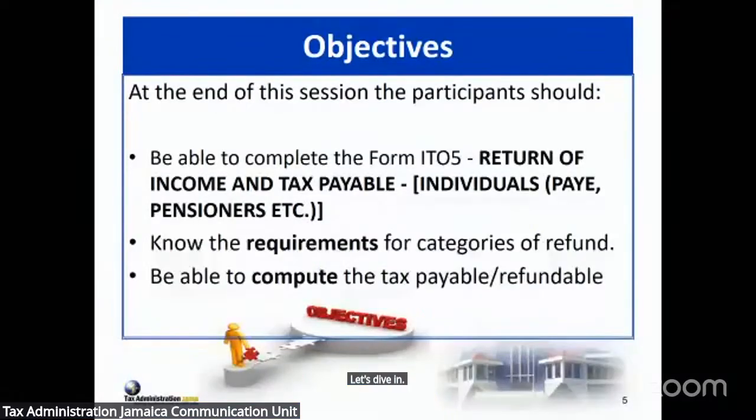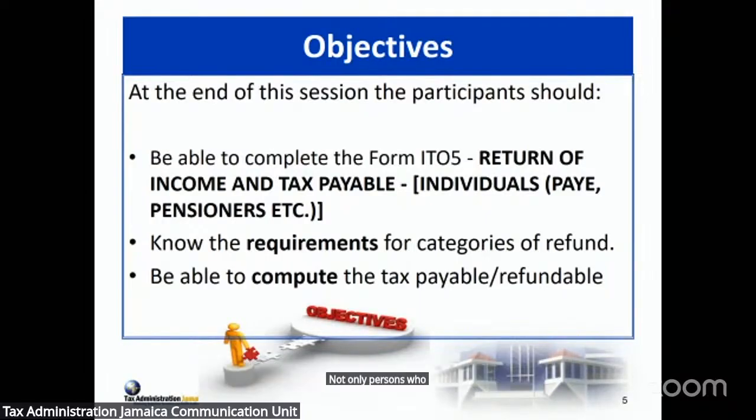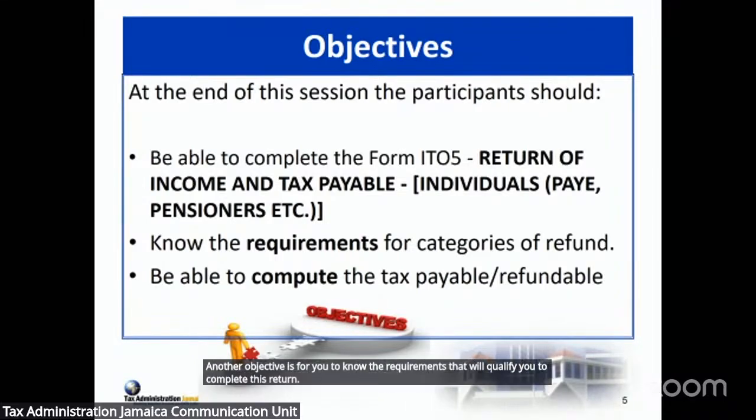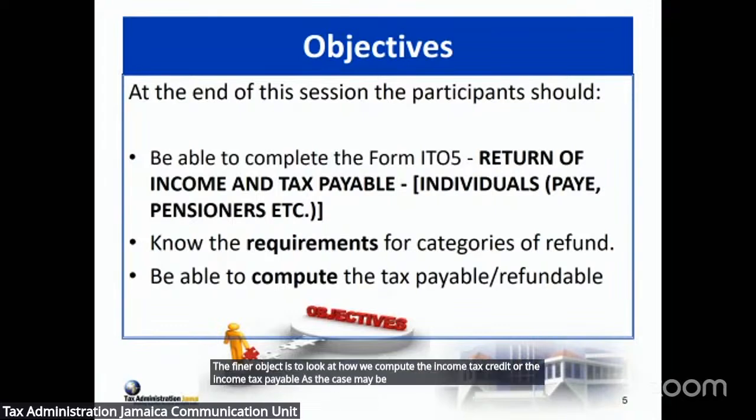Our objectives here, there are three main ones. We'll be completing the IT-05 form, which is the return for income and taxes payable. This is mainly done by individuals who are on the pay-as-you-earn system, or the PAYE system, not only persons who are employed, but pensioners and other such persons. Another objective is for you to know the requirements that will qualify you to complete this return. The final objective is to look at how we compute the income tax credit or the income tax payable, as the case may be, in completing this IT-05 form.